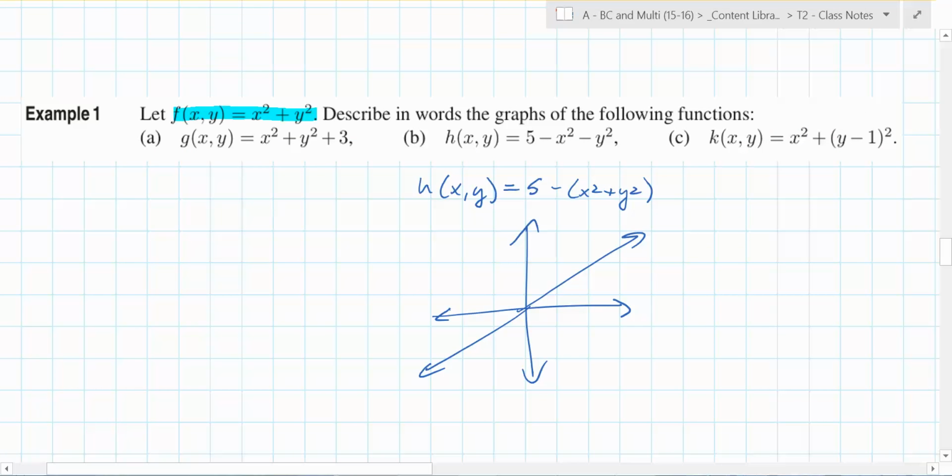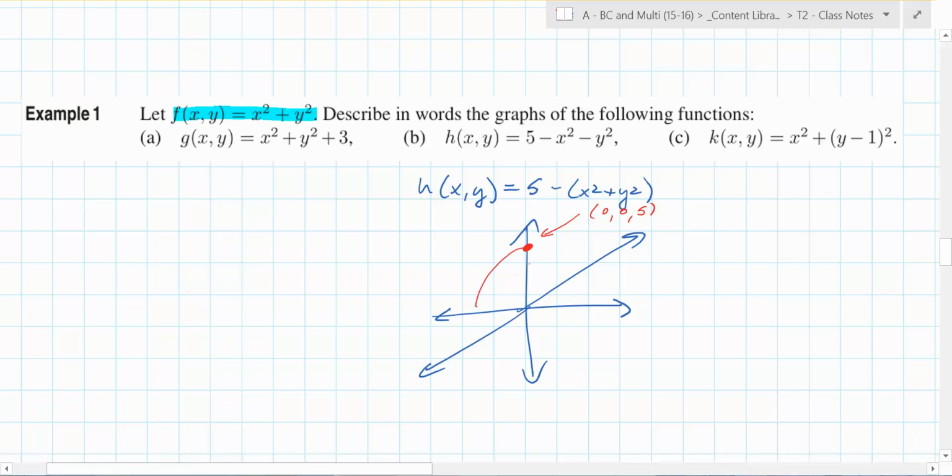0, 0, 5. Many teachers might be annoyed at you if I ask you where a point is and you give a single number. It's even more important now, because how many numbers describe a single point? 3. So what point did I label there? 0, 0, 5. And what does this look like? It's a parabola facing down.